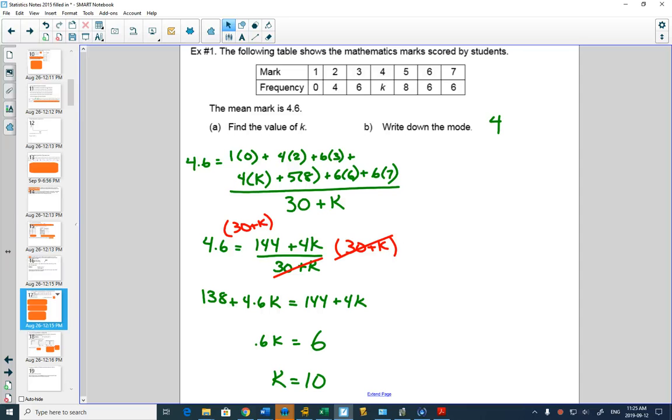30 plus k is the n value because that's how many students there were, and that comes from the frequency. If I add up all the frequency numbers, I'm going to get 30, but I don't know what k is. So I know there's 30 plus k students, the number of students in this case. Because when you're trying to find the average mark per student, you would divide by the number of students.